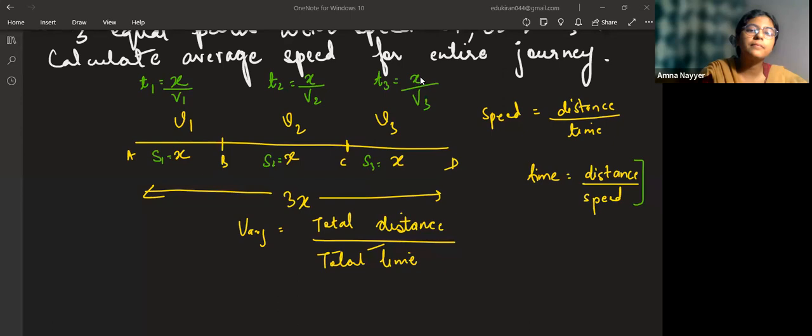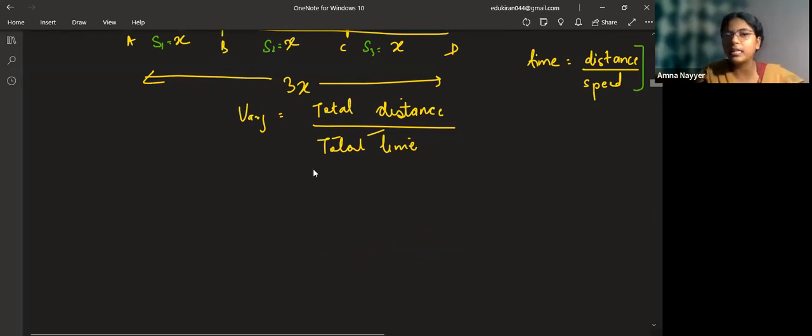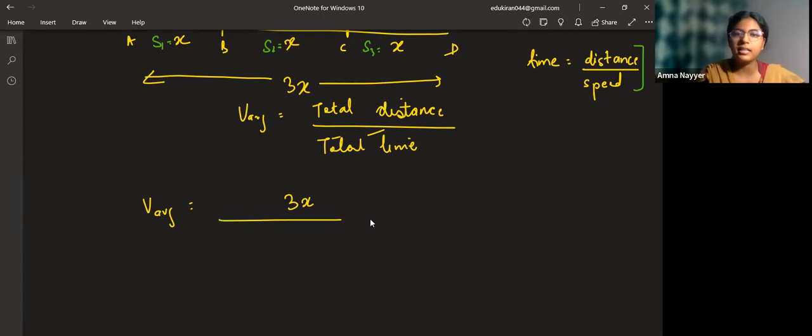S1 plus S2 plus S3. Yes, what is the answer? Very good. S1 plus S2 plus S3. So when you add all these, what are you getting? 3x. X plus this one X and this X. That becomes 3x. Otherwise also, total distance we have assumed as 3x. So directly also you can write, or you can add it individually. So in average speed, total distance is 3x, right?